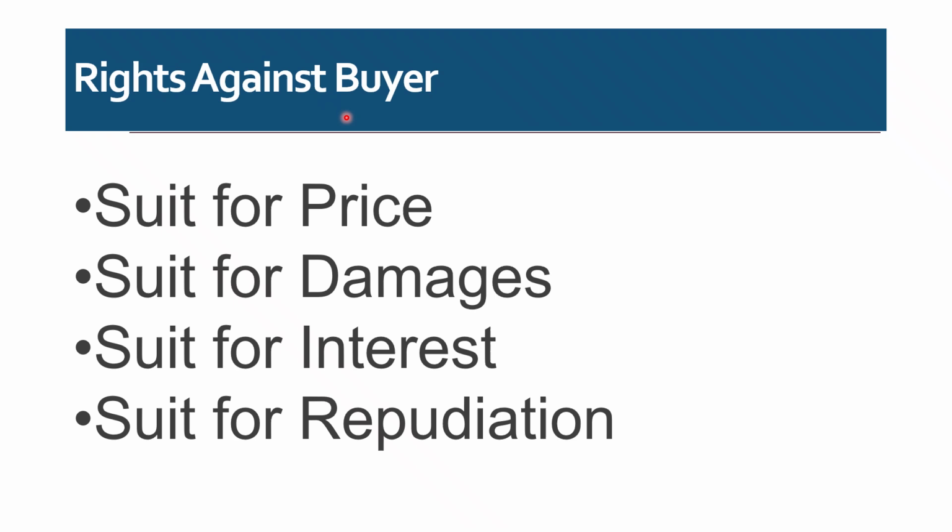Now, what are the rights against the buyer here? Besides rights against the goods, the unpaid seller also has legal rights against the buyer personally. This includes sue for price. If the ownership has passed to the buyer, then seller can actually sue for full payment. Next is the sue for damages. If buyer wrongfully refuses to accept the goods, then seller can claim the financial loss.